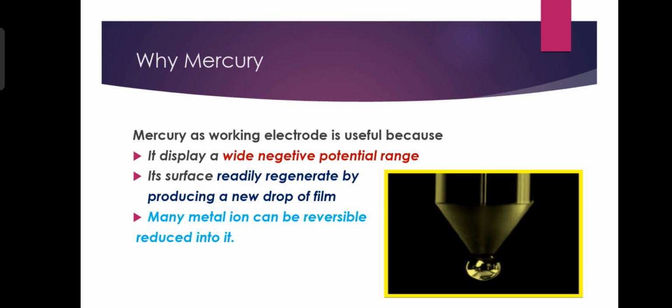And why do we use mercury in the polarography technique? Because it is a liquid metal, and it shows a wide range of negative potential, and it can regenerate new drops easily, and many metals can be reversibly reduced into it.